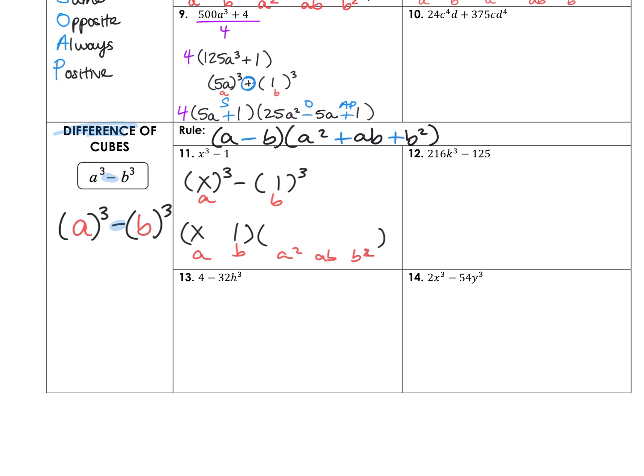What's A squared? X squared. A times B is X times 1, so you can put 1X or just X. And B squared is 1 squared, so 1. And now you got to pay attention to your signs. Look at your sign this time. It is a negative or minus. So same would be minus. Opposite is plus, always positive.